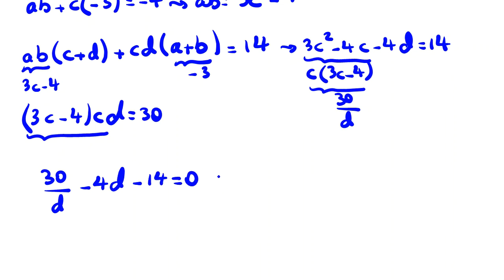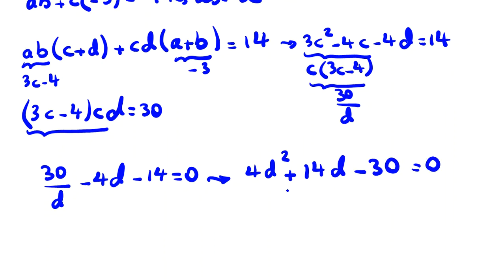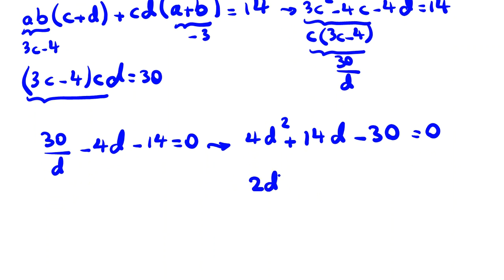Now we have a quadratic function. You multiply both sides by d. Maybe someone says, maybe d is 0? If d is 0, the right hand side should be 0. It is 30, so d is not 0, so we can divide. We multiply both sides by negative d. It will be 4d squared plus 14d minus 30 equals 0. And then we divide by 2. It will be 2d squared plus 7d minus 15 equals 0.